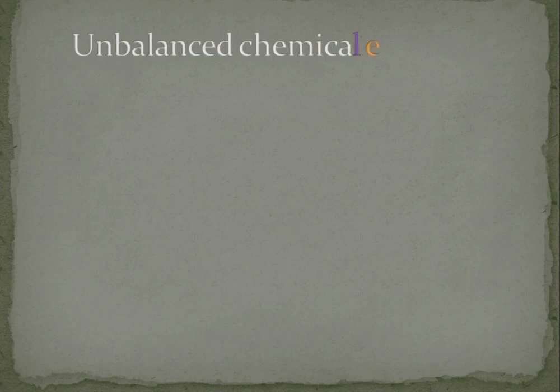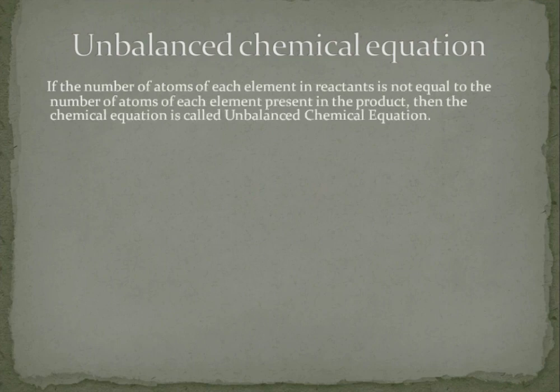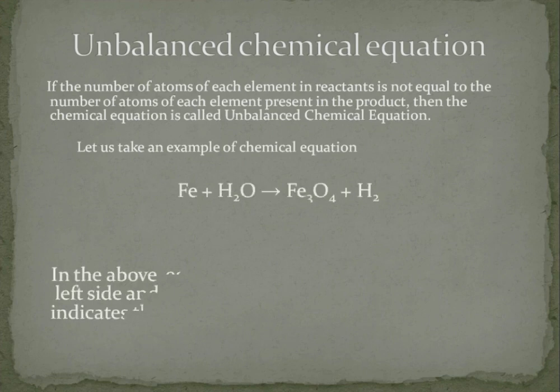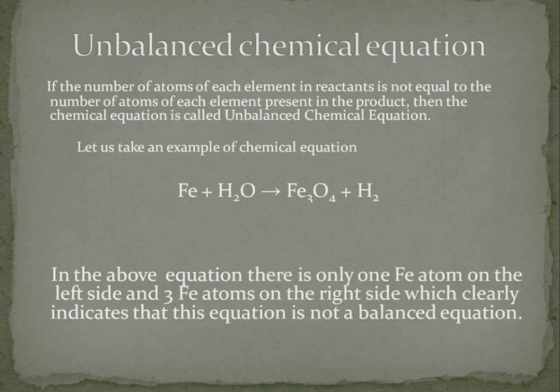Unbalanced chemical equation. If the number of atoms of each element in the reactant is not equal to the number of atoms of each element present in the product, then the chemical equation is called an unbalanced chemical equation. So let us take an example of a chemical equation. In the above equation, there is only one iron atom on the left hand side and 3 iron atoms on the right hand side, which clearly indicates that this equation is not a balanced equation.